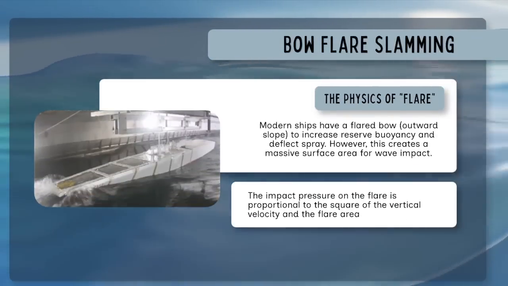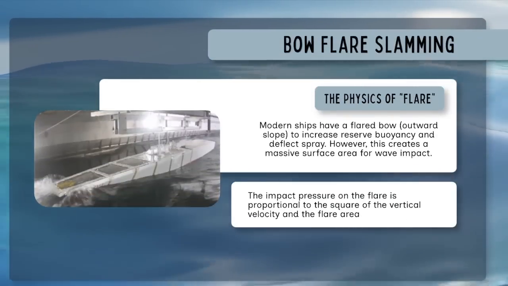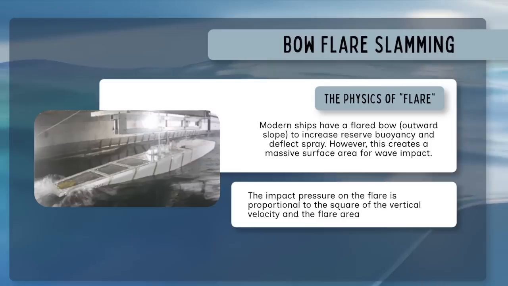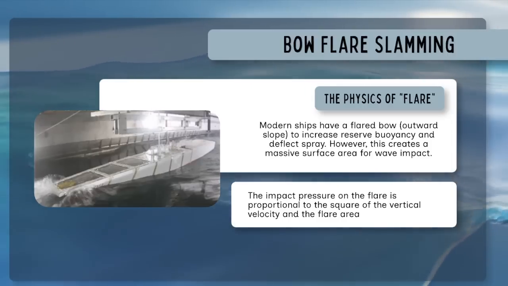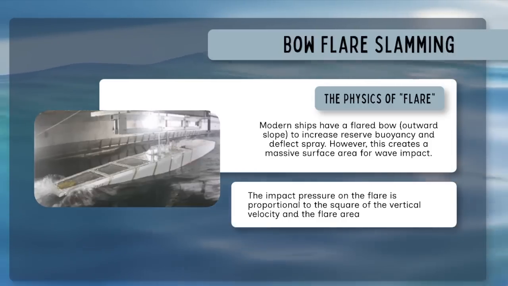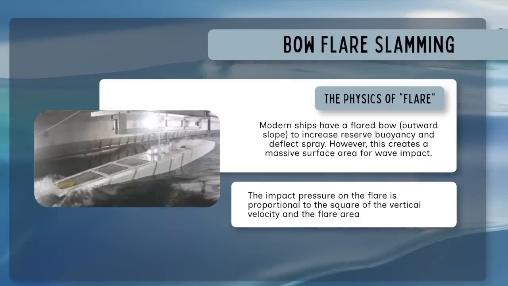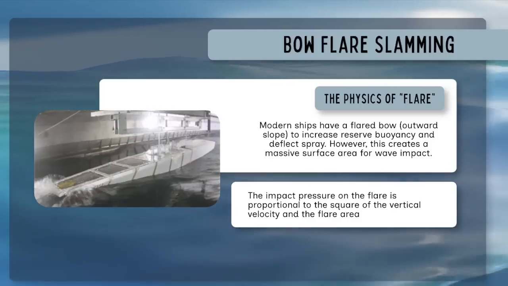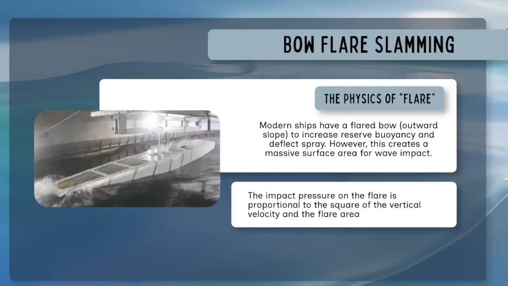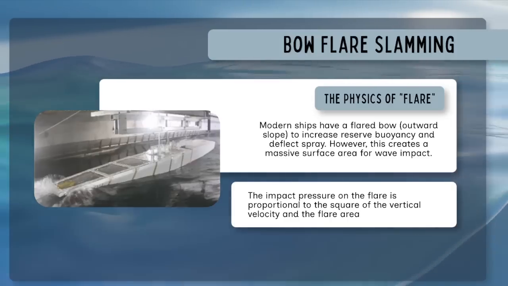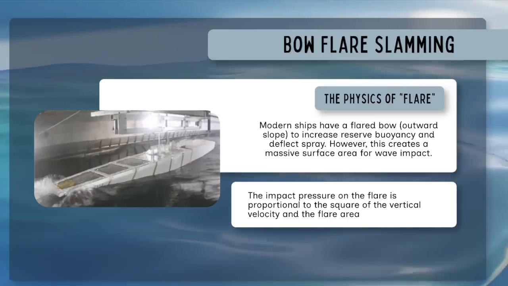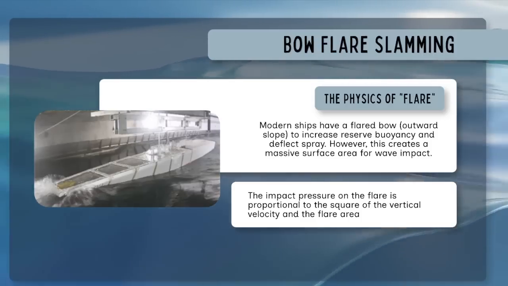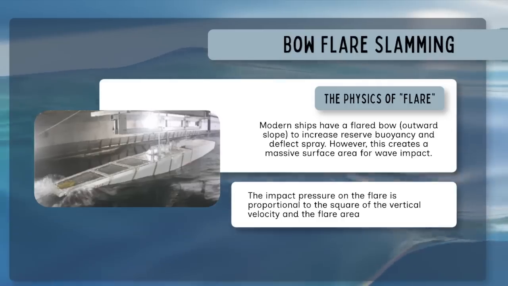So here is the bow flare slamming. Modern ships have a flared bow, which is an outward slope, to increase reserve buoyancy and deflect spray. However, this creates a massive surface area for wave impact. The impact pressure on the flare is proportional to the square of the vertical velocity and the flare area.